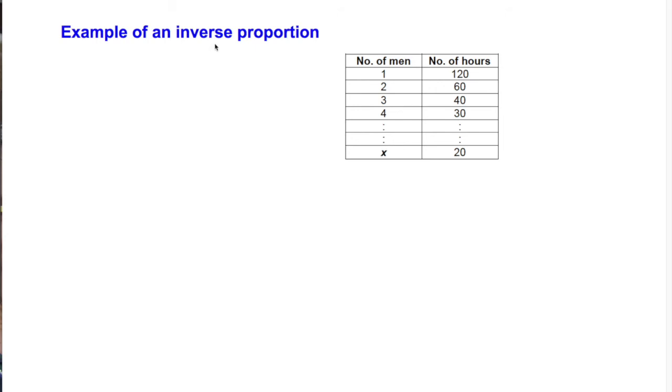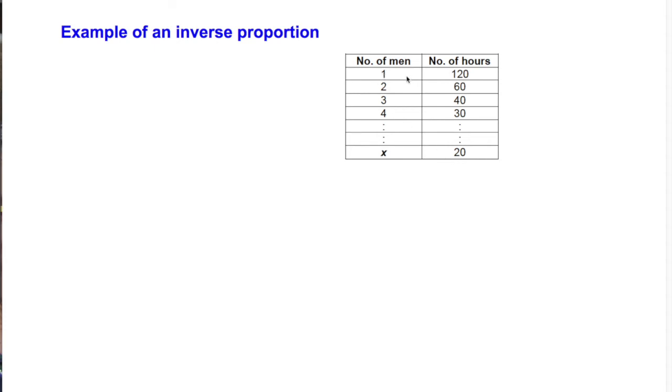Now we will take an example of an inverse proportion. In this case, we are looking at the number of men and the number of hours he takes to complete a job. As you can see, when we have one man, he will take 120 hours. But when we have two men, he only takes half the time. And when we have three men, he takes only 1/3 the time, and so on. So as the number of men increases, the number of hours decreases. This is an inverse proportion.